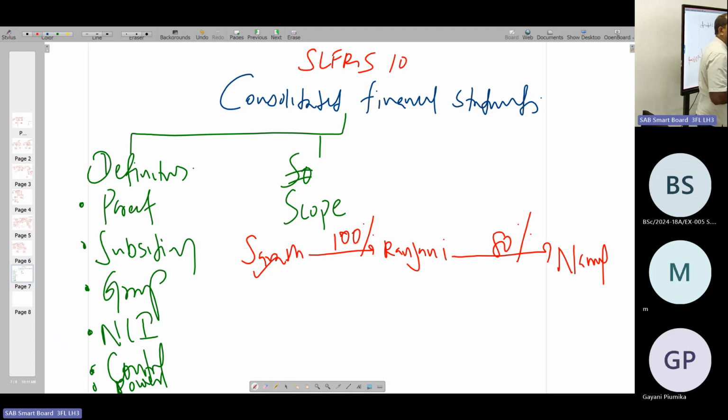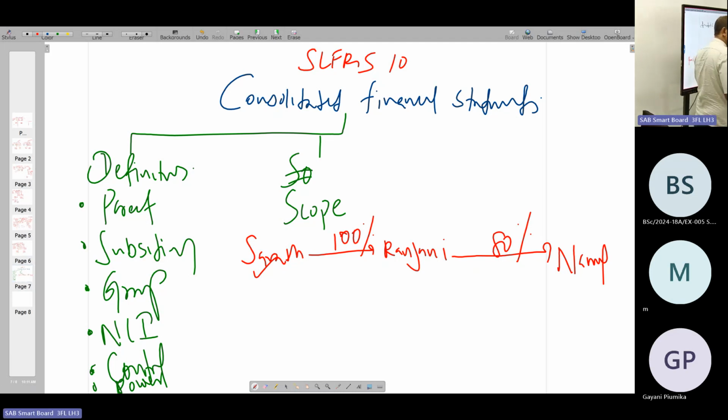As per SLFRS 10, the parent company should prepare consolidated financial statements. Correct? The parent company should prepare consolidated financial statements. Sarat should prepare the full accounts, again Nama, also Ranjani.